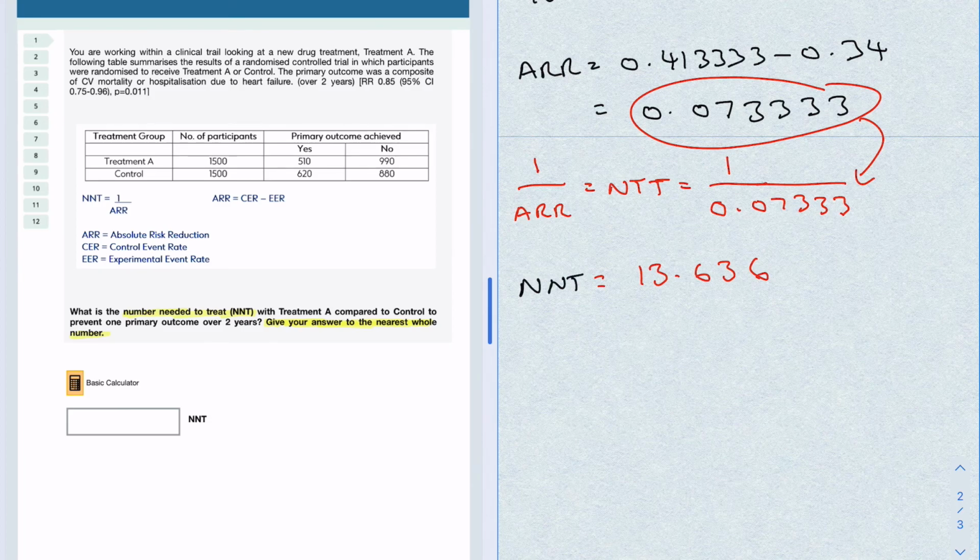Now this is my NNT, and as you can see up here I made a bit of an error. I wrote NTT, getting carried away there. Let's just correct that. There we go. So now that we know our NNT is 13.636, remember we always round this up because obviously we're referring to people, individuals, the number of people needed to treat, and we can't have a decimal person, so the NNT would equal 14, because we take this number here and we just round it up to give us 14.